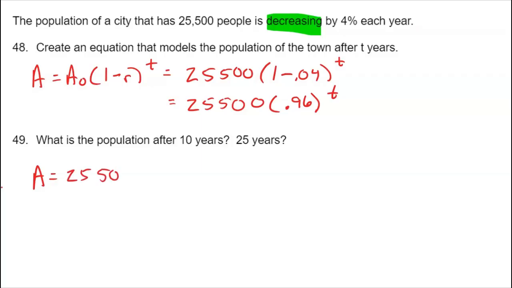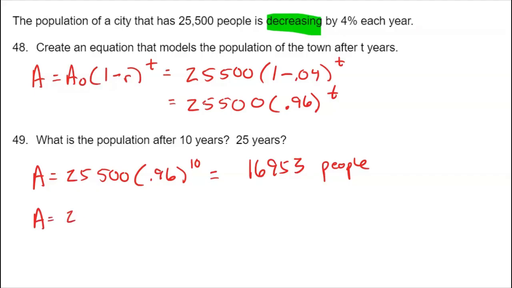So 25,500 times 0.96 raised to the 10th. Definitely going to need a calculator for that. And we get 16,953.23, so we're going to round that to the nearest whole number. 16,953 people is what we would estimate there to be after 10 years.